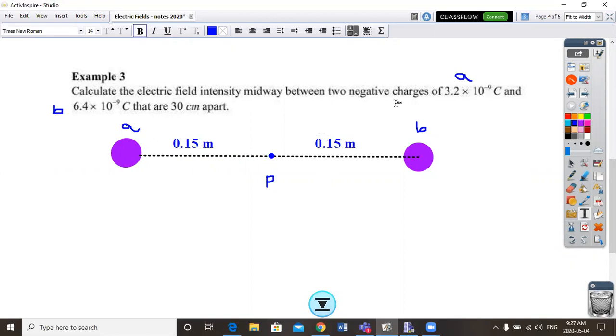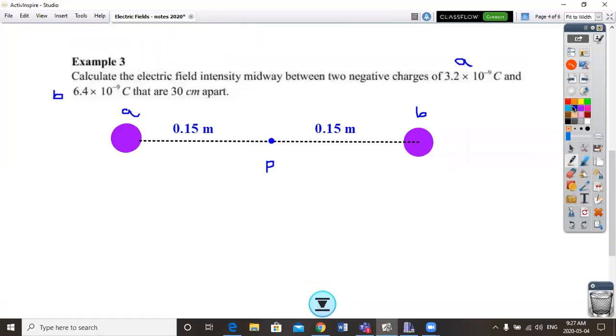We know QA and QB. We know they're both negative charges. So if we did a field vector diagram, not a free body diagram, the electric field due to charge A would be towards A because it's a negative charge, and B is also a negative charge. So the field due to A would be going to the left. As well, the field due to charge B would be going to the right because it's a negative charge.